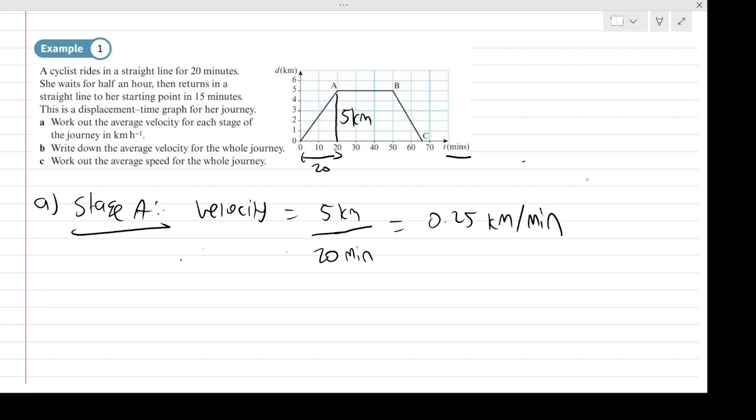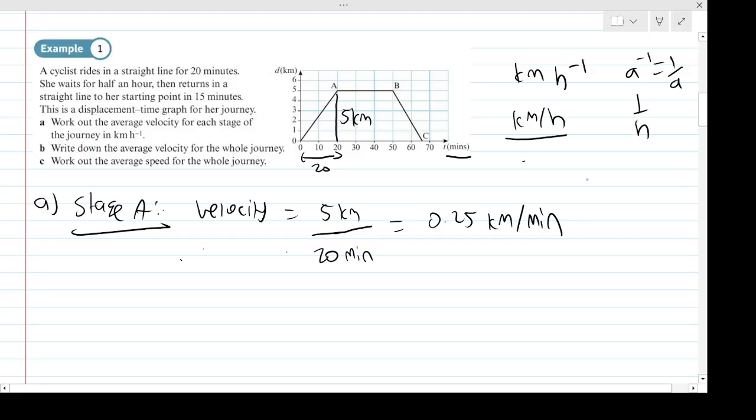Okay. But they want the units to be in kilometers per hour. So kilometers per hour, by the way, to the -1, this is kilometers per hour. It's the same thing. These two notations are the same thing. In A level, we will be using this notation where we have a negative power. So remember, anything to the -1 is 1 over that number. So h to the -1 is 1 over h, which is then kilometers divided by h, which is this same notation here. So we will be using this notation, but it means kilometers over hours.